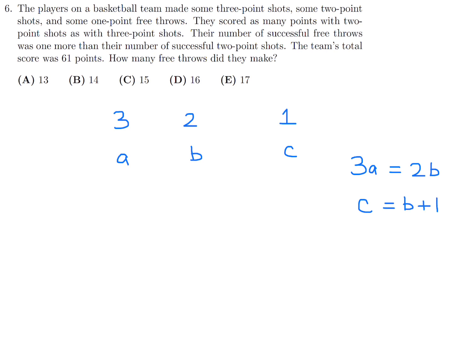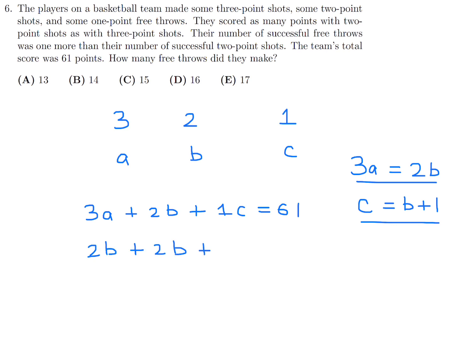And then, of course, they tell you that the total score is 61. So that means 3A plus 2B plus 1C is equal to 61. And then we can use these two guys, substitute them into the big one, and solve. So I'll use B as my common variable. So this is going to be 2B. This is 2B. And then C is B plus 1.